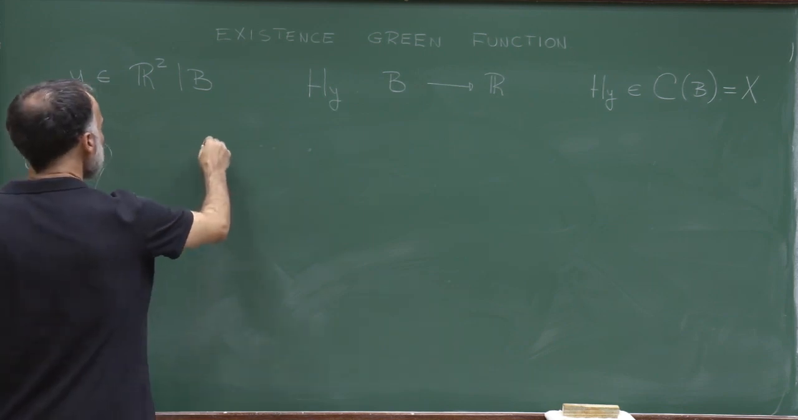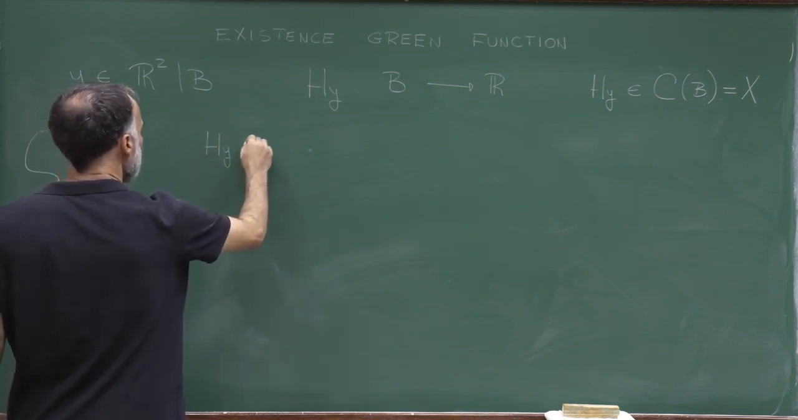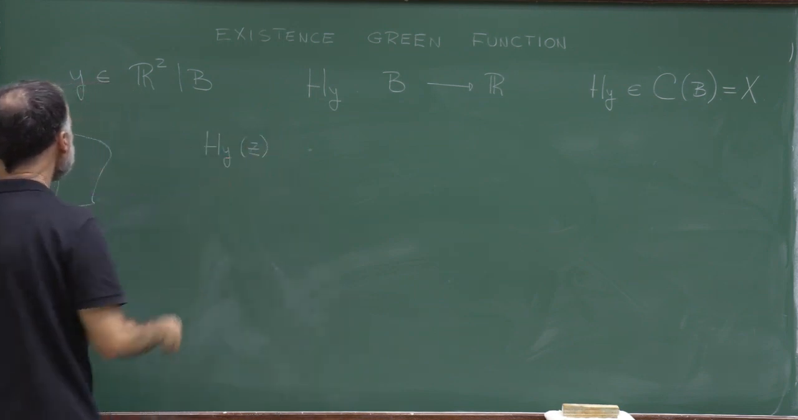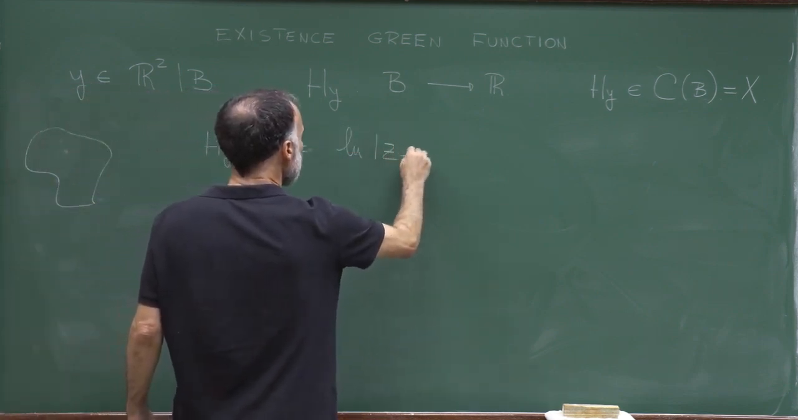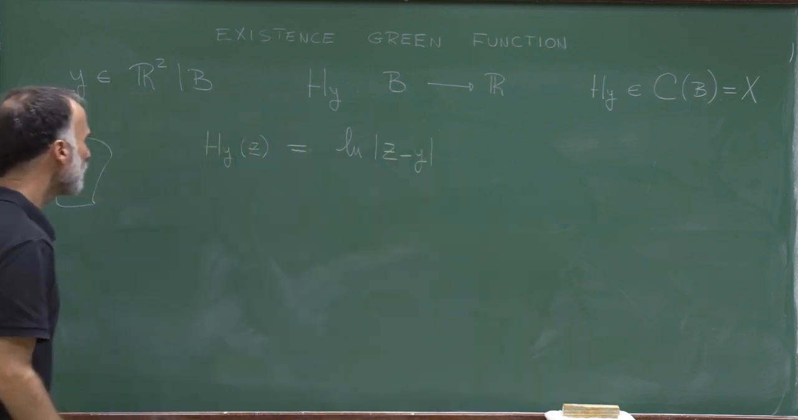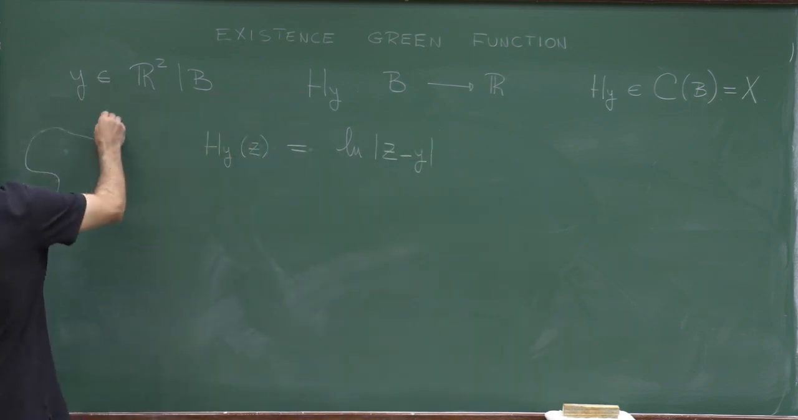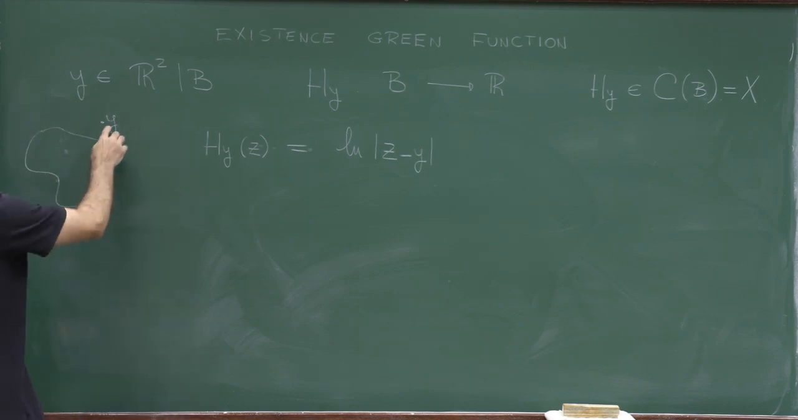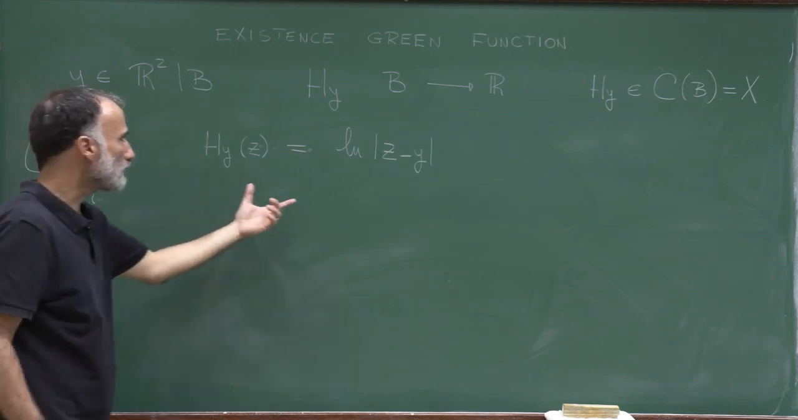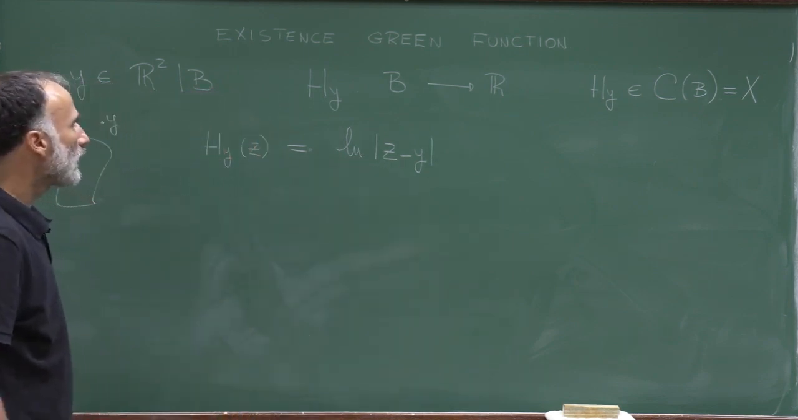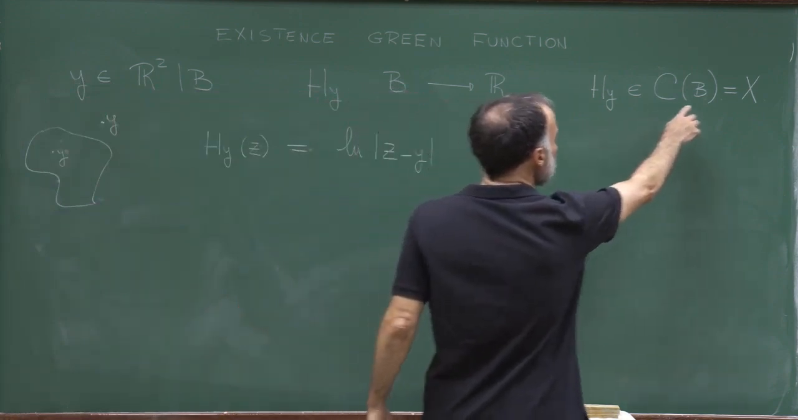h_y will be given, at z, where z is an element of the boundary, by the logarithm of |z minus y|. Since y does not belong to B, y can be either an exterior point or an interior point. And you see that in either case, since there is a positive distance from y to the boundary, this function is continuous, and therefore it indeed belongs to X.